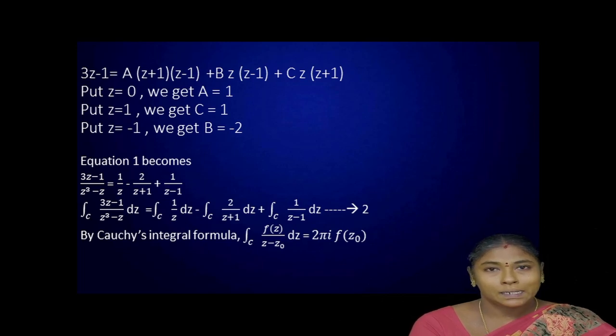Now, let us evaluate the integral. Take the integral over C, dz, throughout the above equation, and then let us use Cauchy integral formula. What is Cauchy integral formula? The integral over C of f of z by (z minus z naught) dz equals 2 pi I into f of z naught. The condition is that z naught should lie inside the circle.